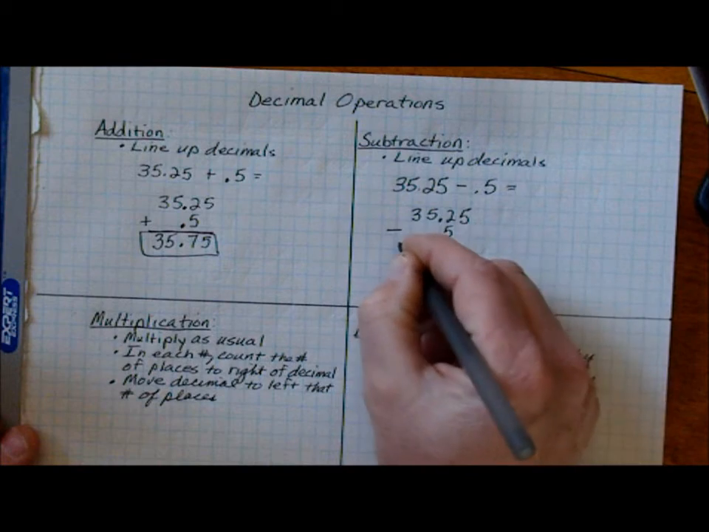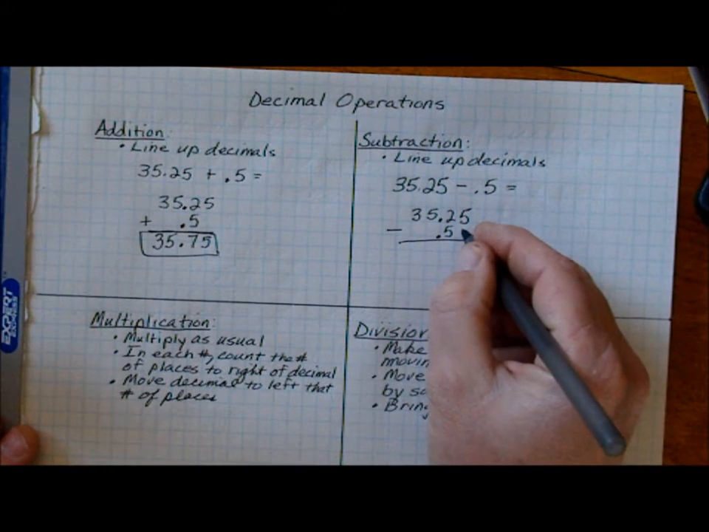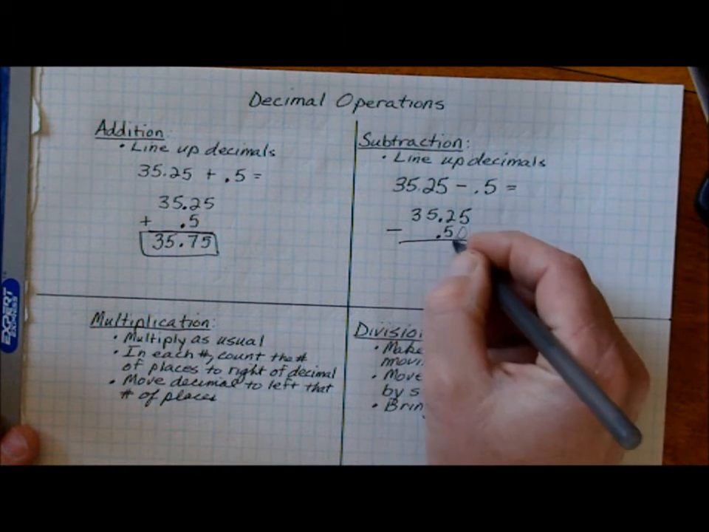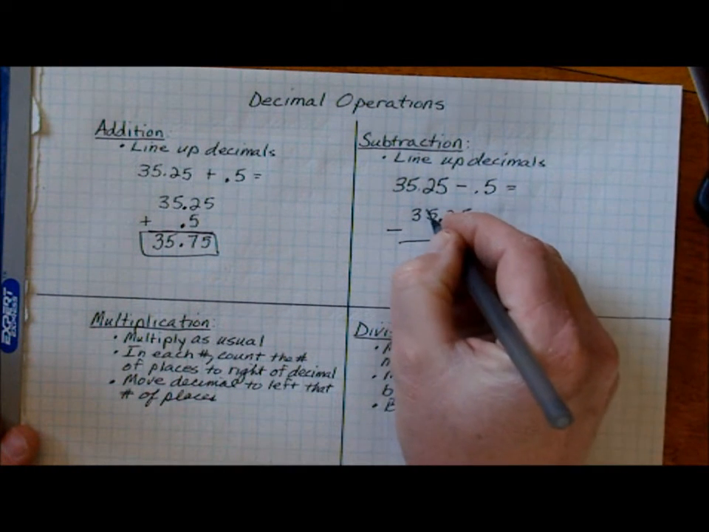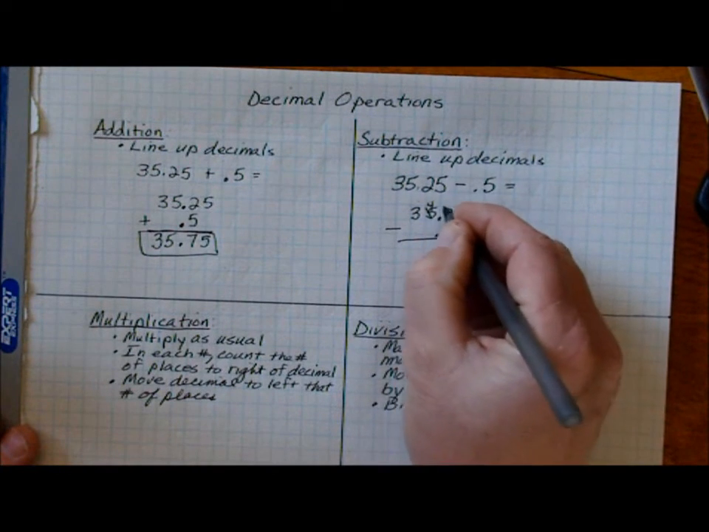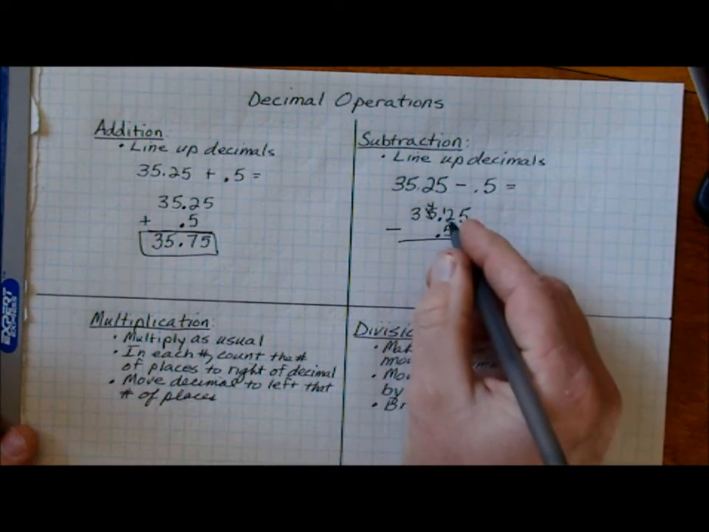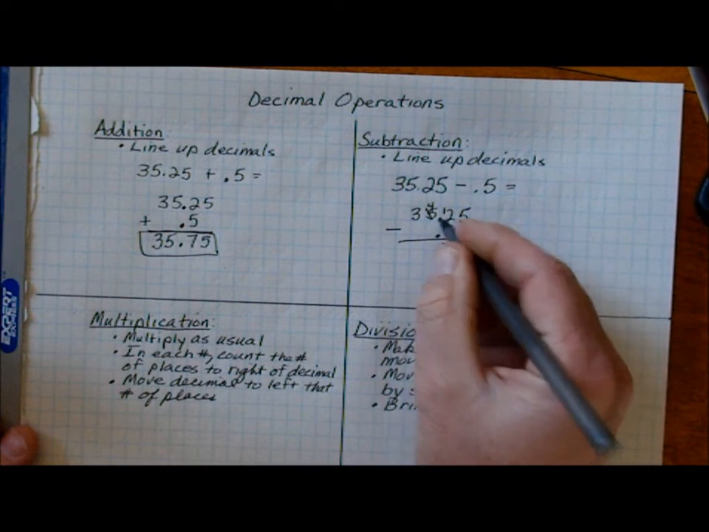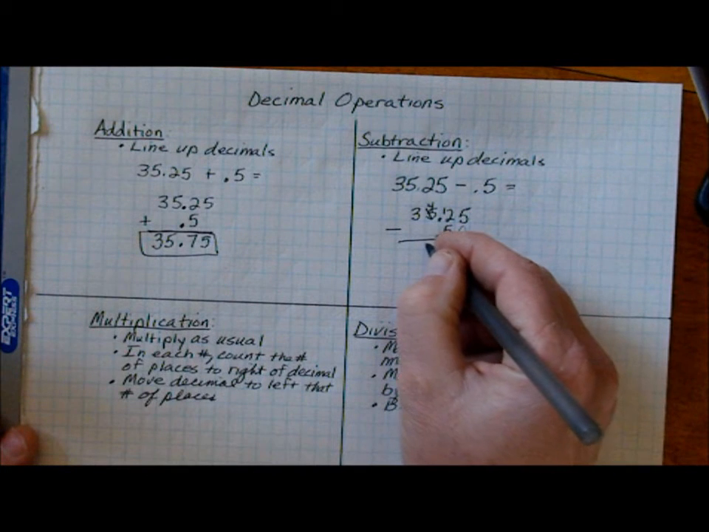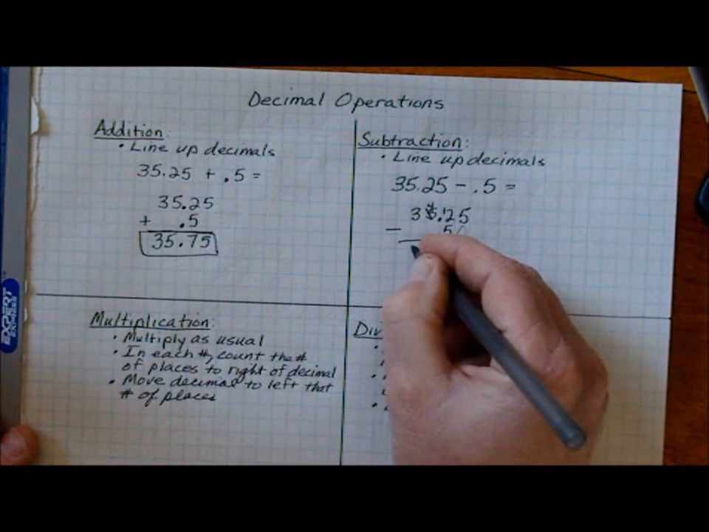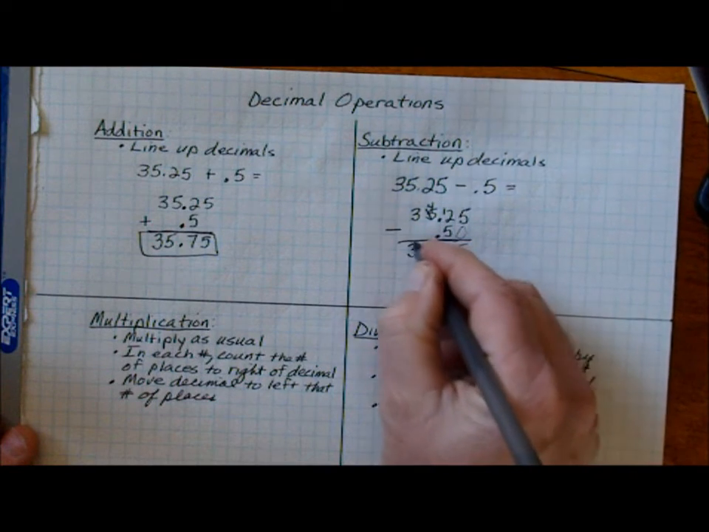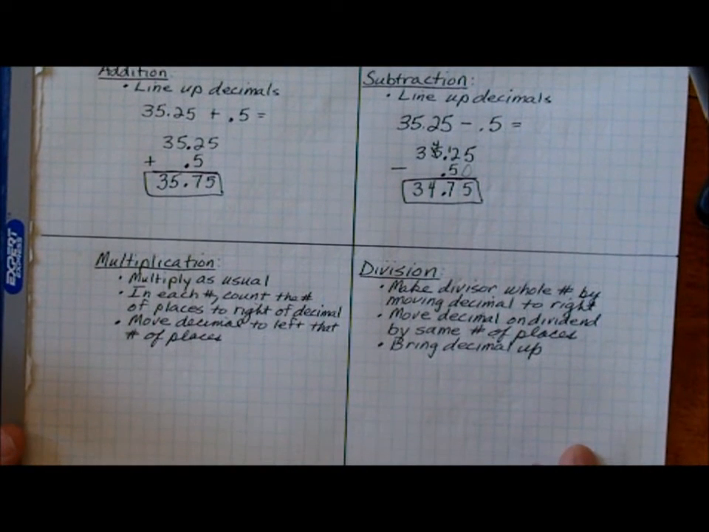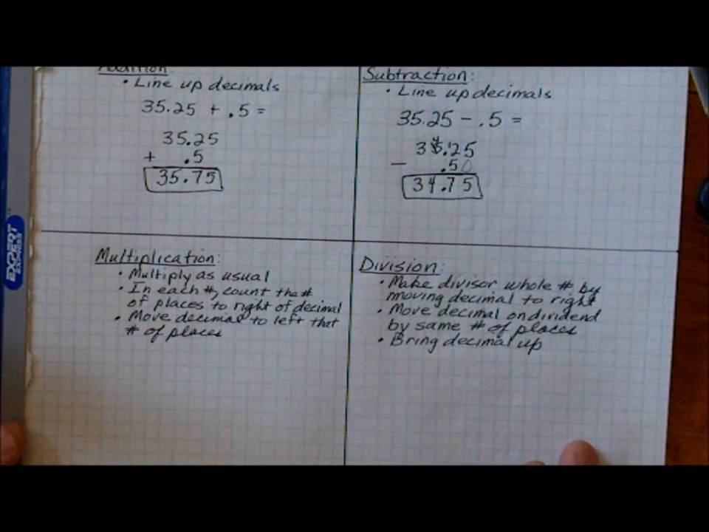And so 5. Now I'm going to subtract as usual. I could put a 0 there if I wanted to. 5 minus 0 is 5. 2 minus 5, I need to borrow here. So I'm going to borrow, so 4, and this becomes 12. 12 minus 5 is 7. Bring down the decimal. And then 4 minus 0 is 4, and 3 minus 0 is 3. So my answer is 34.75.